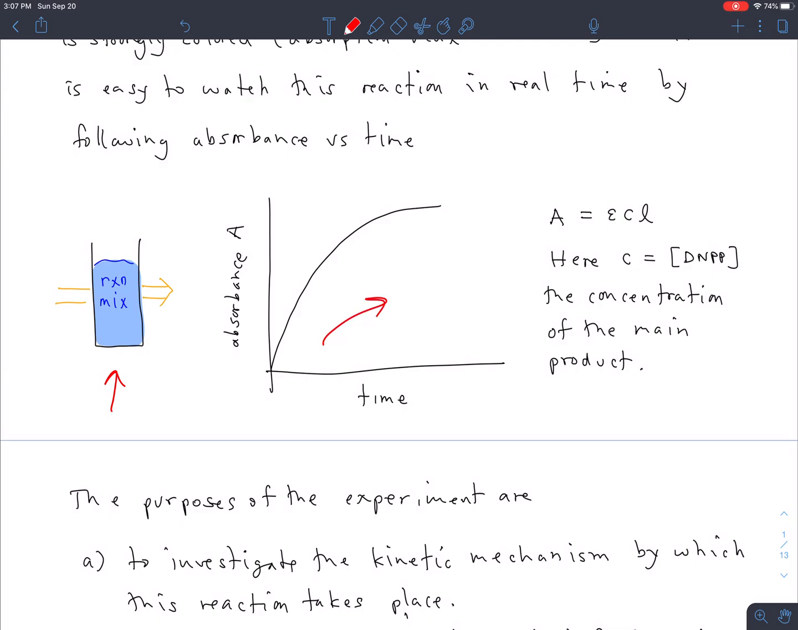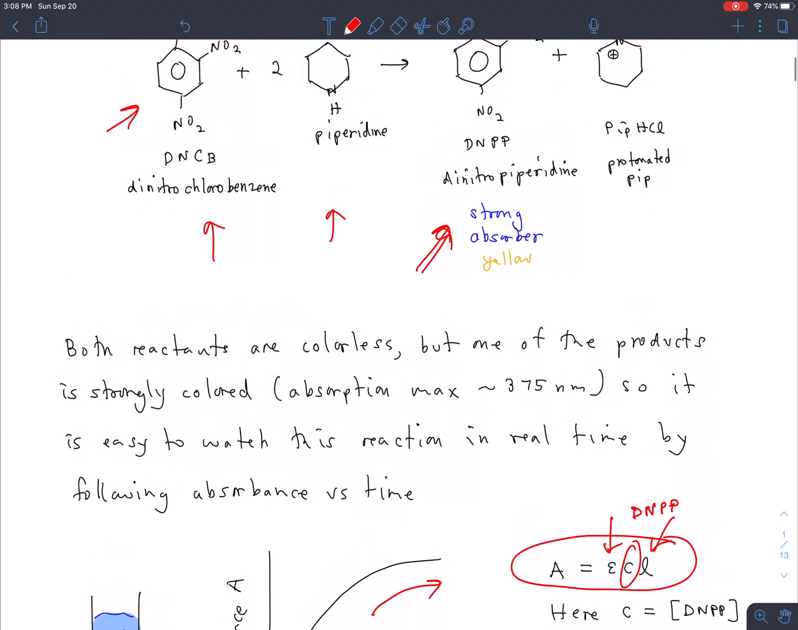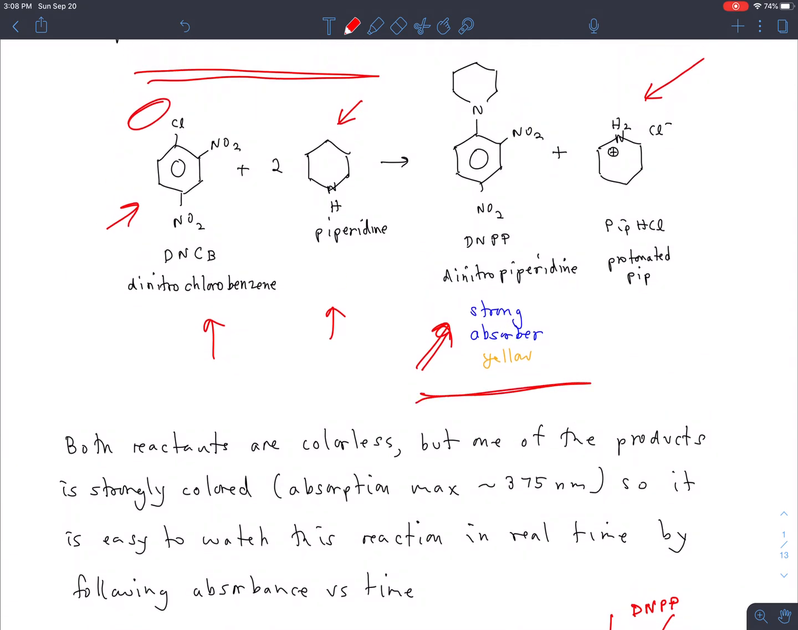All right, so yes, as I said before, it's just a matter of mixing the reactants together and following the concentration, the absorbance of one of the products as a function of time. It will start at near zero and rise up until reactants start to run out and the total amount of product starts to reach a steady, constant value. We'll use the fact that the absorbance is related by means of an extinction coefficient and a path length to the concentration of the DNPP. That's the yellow product here. This is the DNPP.